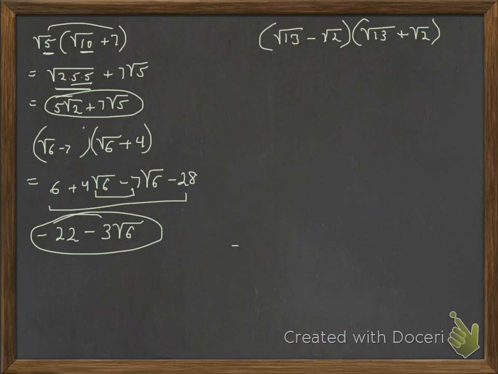First thing I notice here is that these are conjugates, so that makes it nice for me because I don't have to pay attention to my middle terms. I simply get 13 minus 2 equals 11.